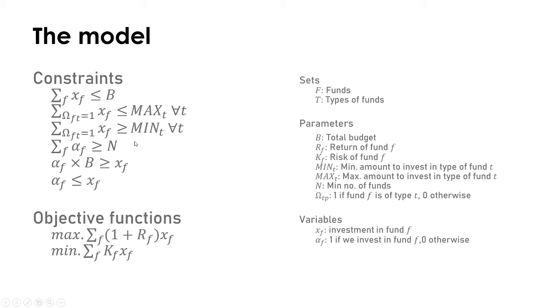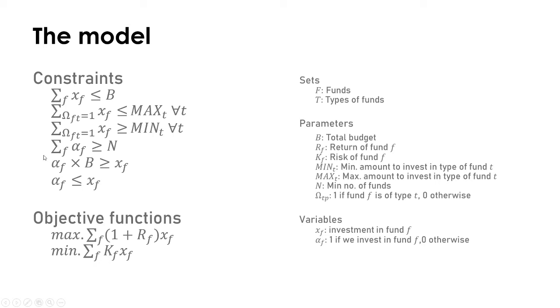Then we have two constraints where we are summing all the investment of the funds corresponding to a type. Notice that this constraint is defined for all t. So that once we choose a type of fund, this sum here only considers those funds that are of that type. And we sum all the investment, and it cannot exceed the maximum and should exceed the minimum we impose.